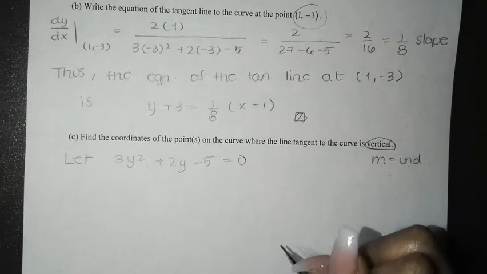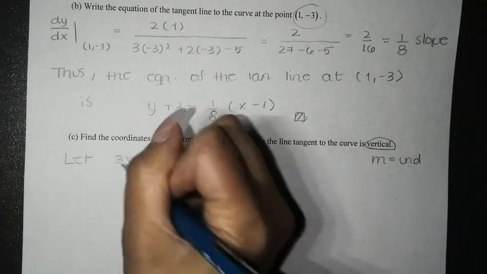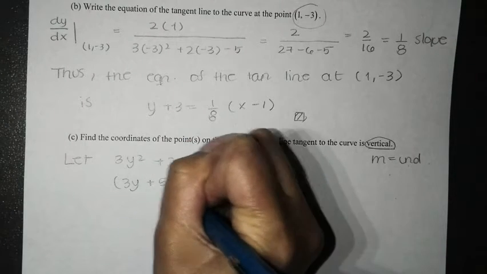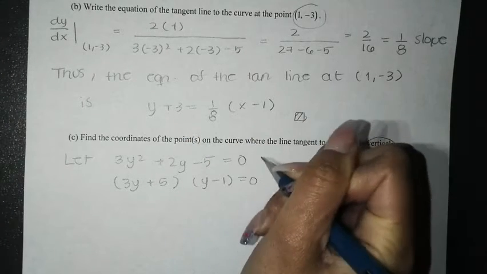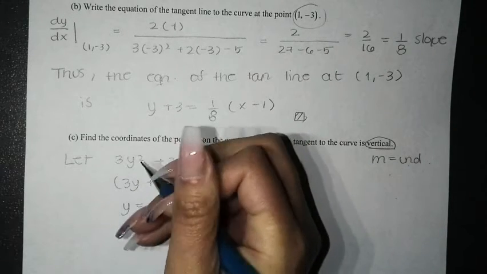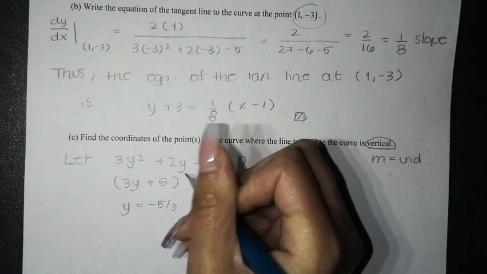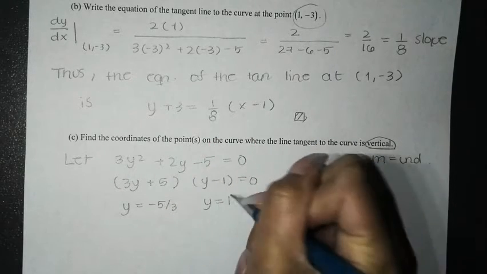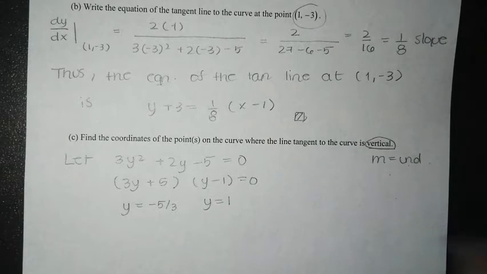If I do this, you can easily see that I can factor it. If I factor, this is going to be (3y plus 5) times (y minus 1) equals 0, and boom, what happens? You have that y is equal to -5/3, and your other solution is y equals 1. So you are going to have two cases.